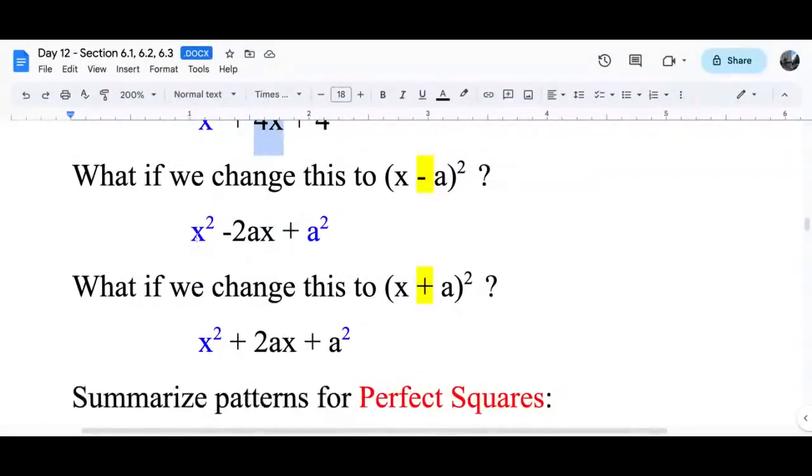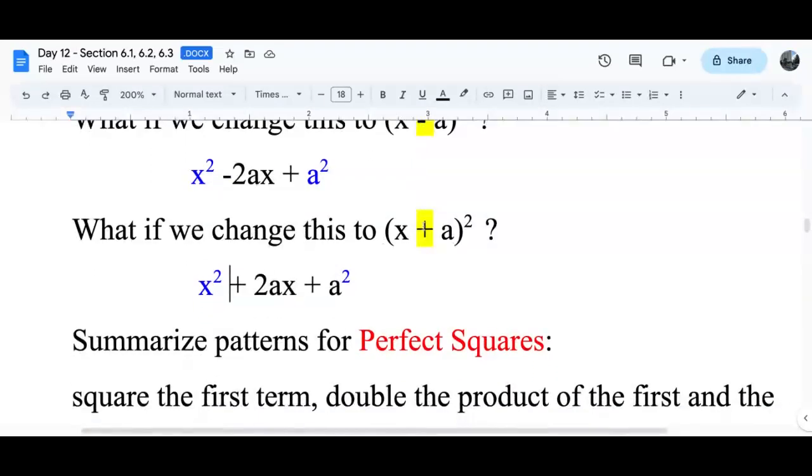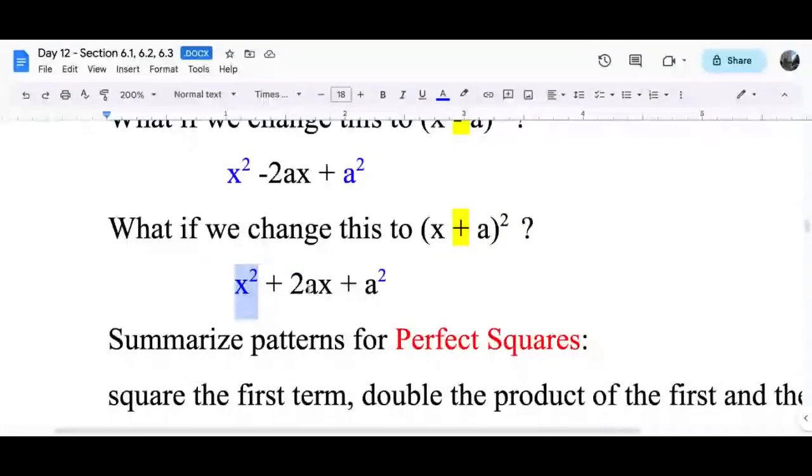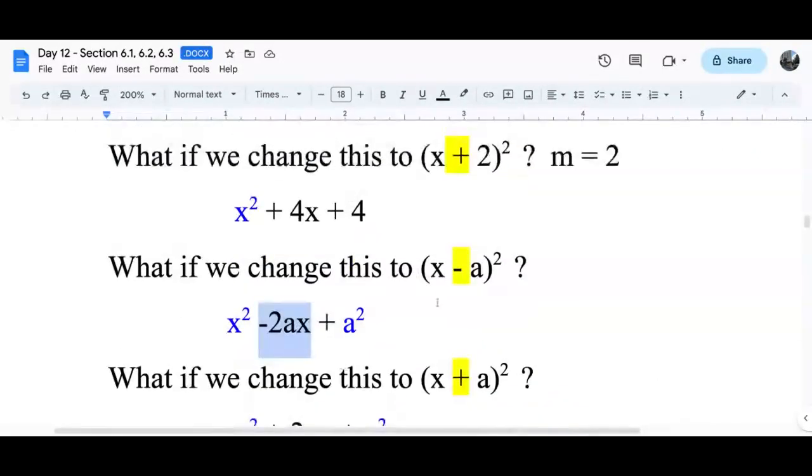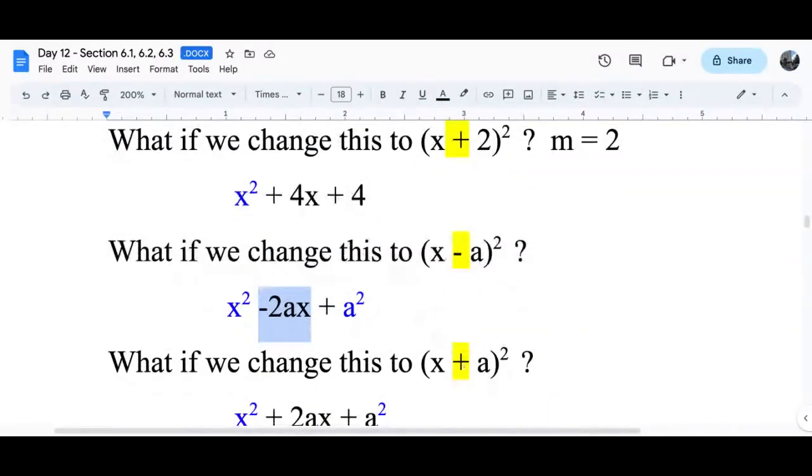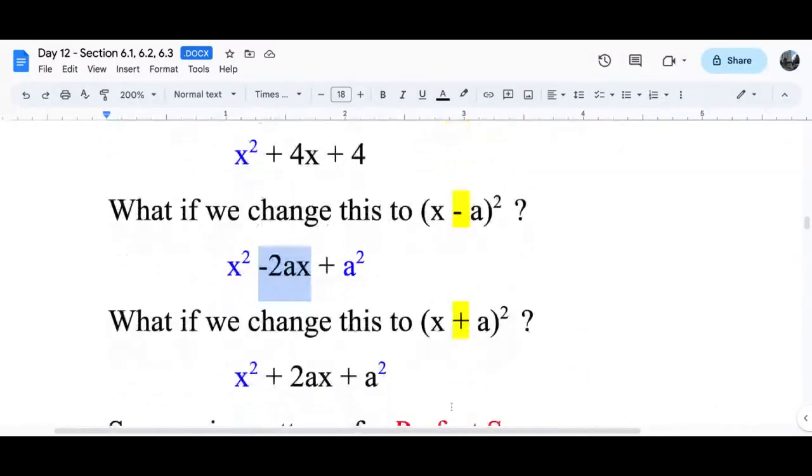Well, x minus a. We still get the first one squared, second one squared. Multiply, double it, negative 2ax. X plus a squared. X squared the same, a squared the same as above. But now we get a positive 2ax. Above the negative 2ax. Because this is x minus a, this is x plus a.